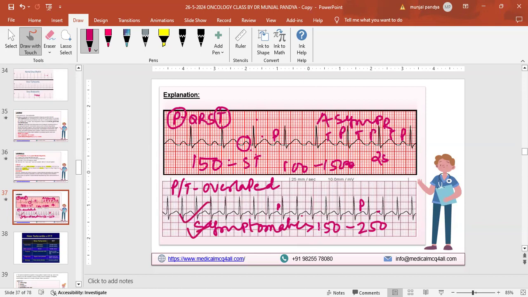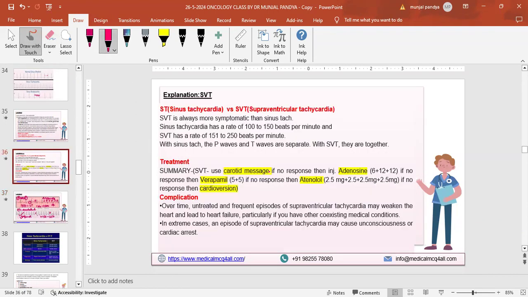Second thing is heart rate. Heart rate is very high compared with sinus tachycardia, and P and T are overlapped. You cannot differentiate the things. And last but not least, treatment. For sinus tachycardia, treat the underlying cause. For supraventricular tachycardia, SVT, you have a lot of things to treat.